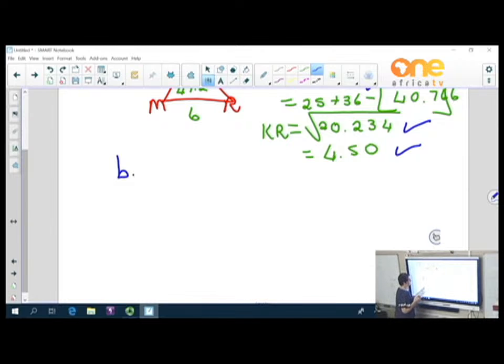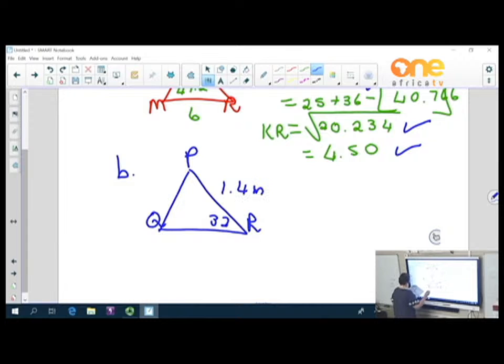So we'll have to draw the triangle again, PQR. Angle R is 32 degrees. PR is 1.4 meters. And QR 2.2. And we want to calculate the third side. Can you see the 2 sides and the included angle? That is what we want. We want the third side.